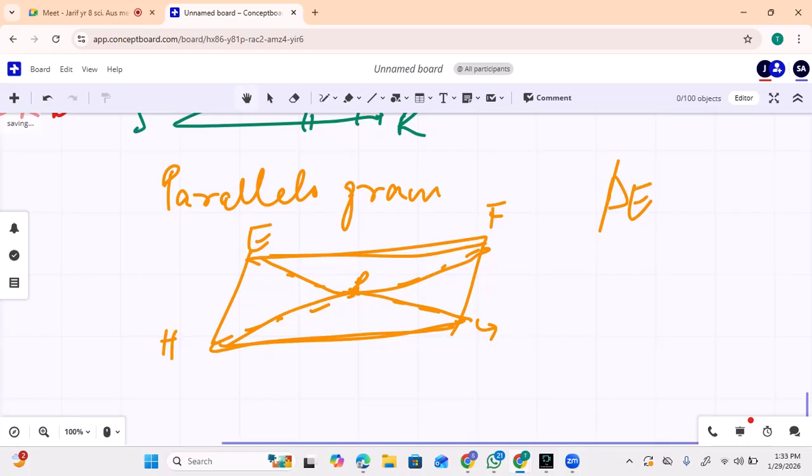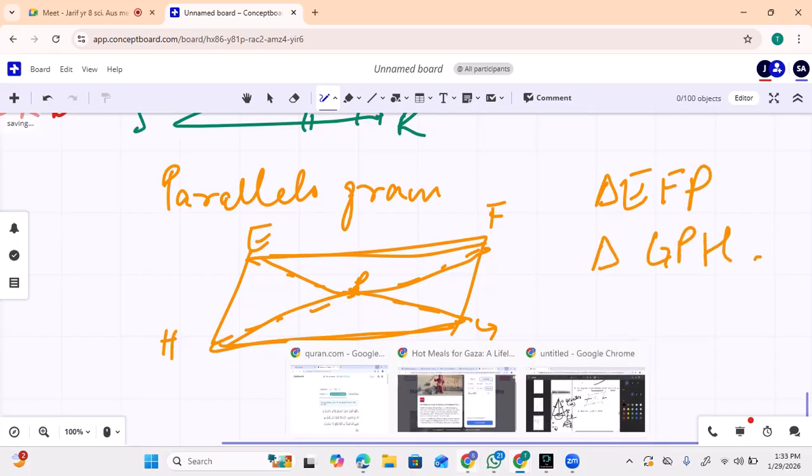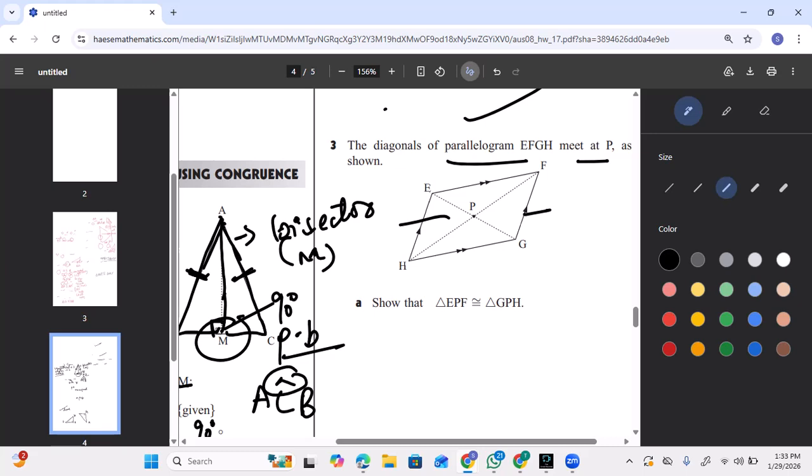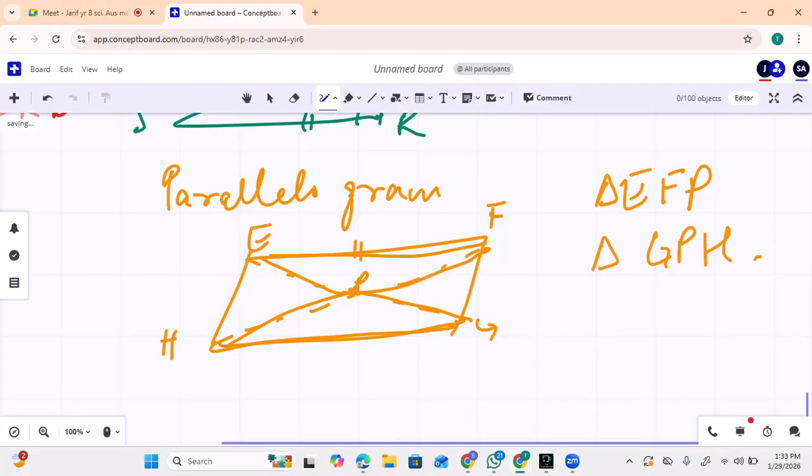Triangle EF, oh sorry, triangle AFP and triangle GPH. So let's see what the similarity between them was. Okay, the similarities are quite visible. This side will be this side and this side.